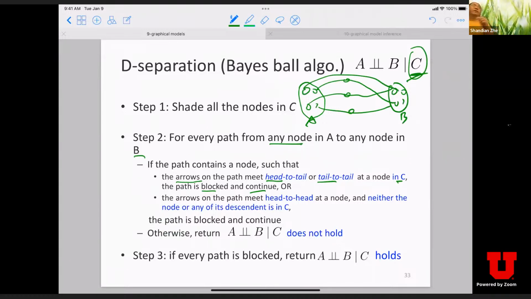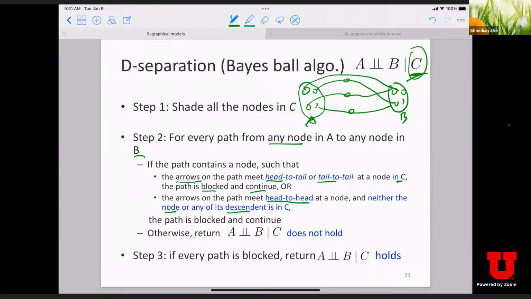Of course, if you don't see that, you just continue going through this path, right? Look at the next node, and if you have the same head to head and head to tail, and this node is in C or not, right? Or if you see a node on the path meet head to head, and neither the node nor any of its descendants is in C. So this is the third basic case. Then this path is blocked as well.